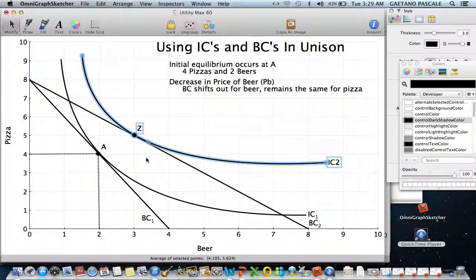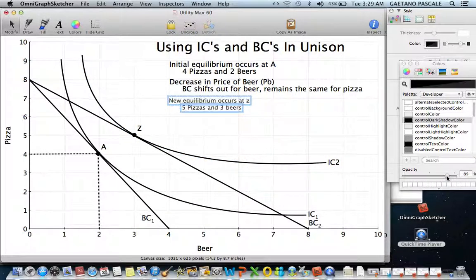Given this, we see that we have pizza consumption of 5, I'm sorry, pizza consumption of 5 and beer consumption of 3. Let me bring that up. So we are at that new equilibrium point.